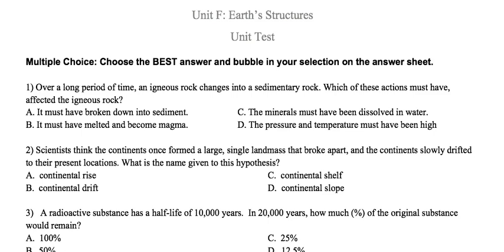Question 2. Scientists think the continents once formed a large single landmass that broke apart, and the continents slowly drifted to their present locations. What is the name given to this hypothesis? A. Continental rise. B. Continental drift. C. Continental shelf. D. Continental slope.